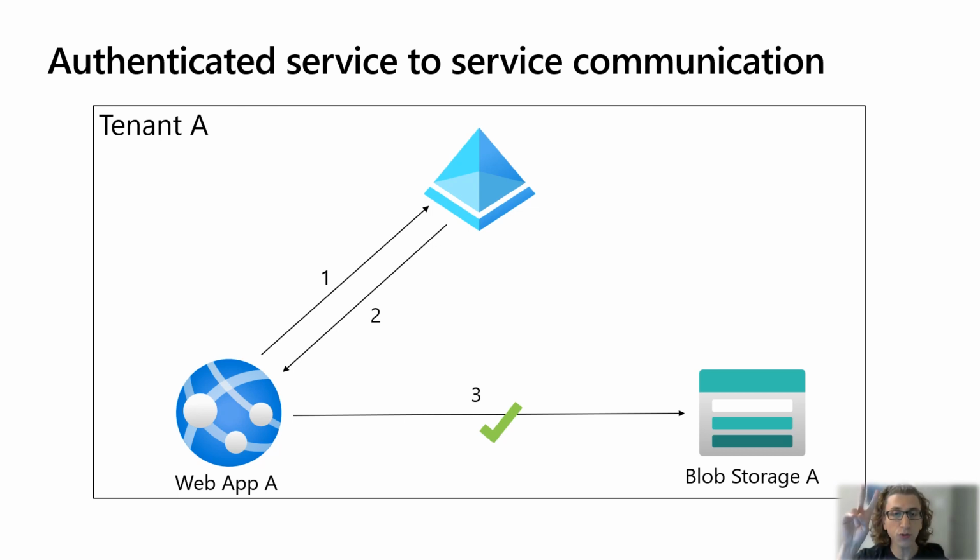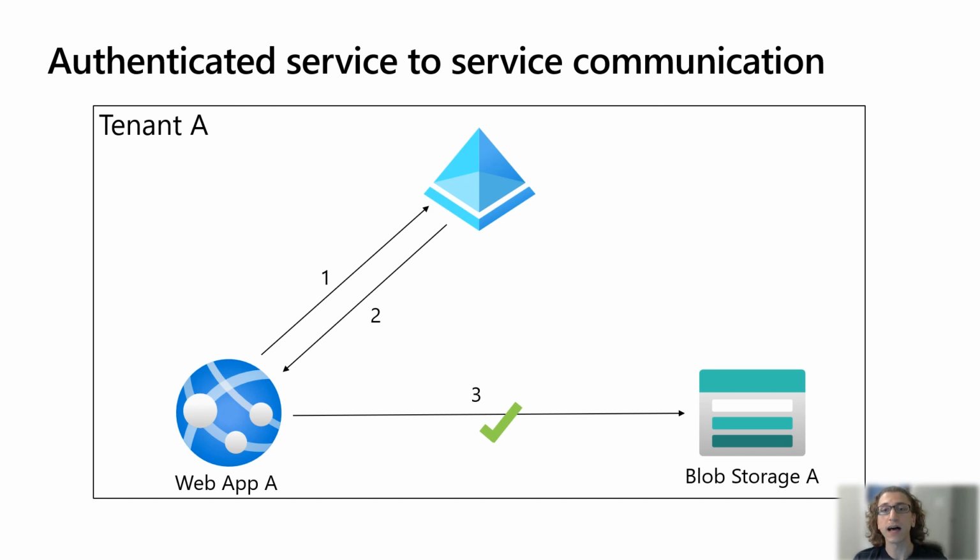And so at step number 2, the token issuing service is going to validate the caller's proof of identity. It's going to authenticate that client. And it's going to respond, hey, I know you, web app A. Oh, and you want to talk to blob storage A? I know that guy too. Sure, here's your access token. And after that exchange, web app A is going to have a proper access token, and it's going to be able to make authenticated calls to blob storage A.